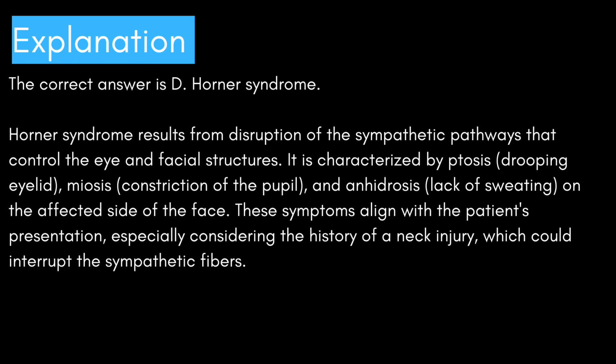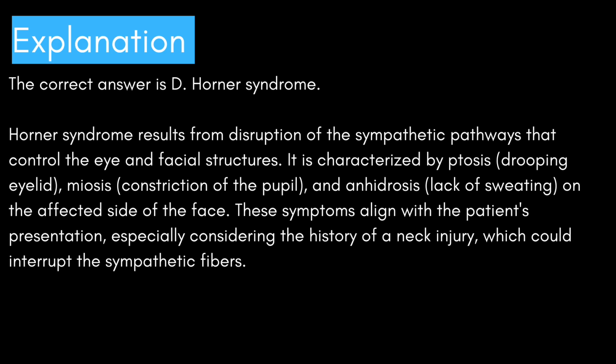Horner syndrome. Horner syndrome results from disruption of the sympathetic pathways that control the eye and facial structures. It is characterized by ptosis, drooping eyelid, miosis, constriction of the pupil, and anhidrosis, lack of sweating, on the affected side of the face. These symptoms align with the patient's presentation, especially considering the history of a neck injury, which could interrupt the sympathetic fibers.